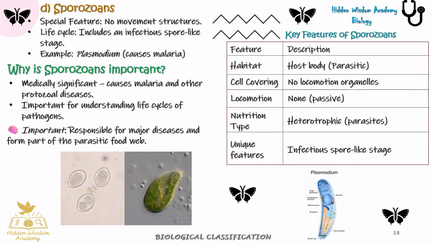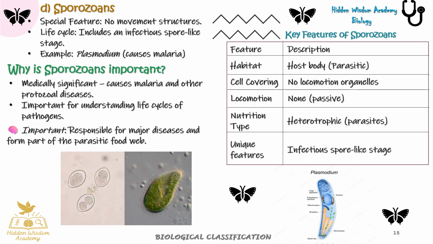D. Sporozoans. Special feature is they have no movement structures. The life cycle of sporozoans includes an infectious spore-like stage. Example, Plasmodium that causes malaria. Why are sporozoans important? They are medically significant because they cause malaria and other protozoal diseases. Important for understanding life cycles of pathogens.